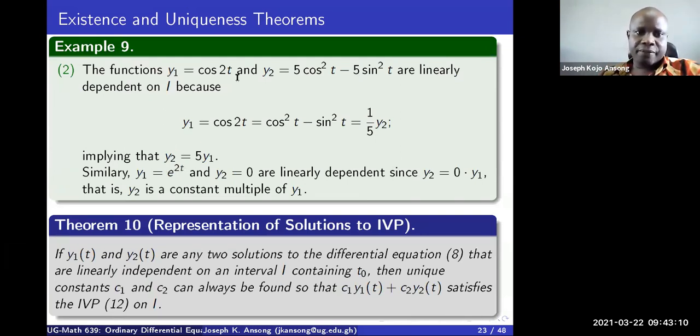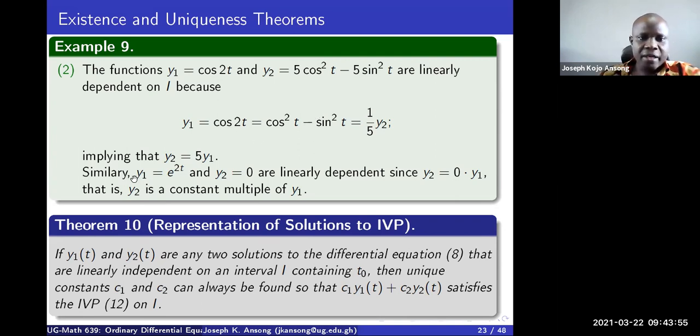We'll look at these two examples also. y1 is cosine of 2t, and then we have y2, which is 5 cos squared t minus 5 sine squared t. These functions, y1 and y2 here, are linearly dependent. They depend on each other. Why? Because I can actually expand this guy, cos 2t, and write it as cos squared t minus sine squared t. But this is the same as 1 over 5 multiplied by y2. Or if you like, y2 is equal to 5 times y1. So one of them is a constant multiple. Same here, you have a constant 1 over 5 multiplied by the other one. Therefore, these are linearly dependent.